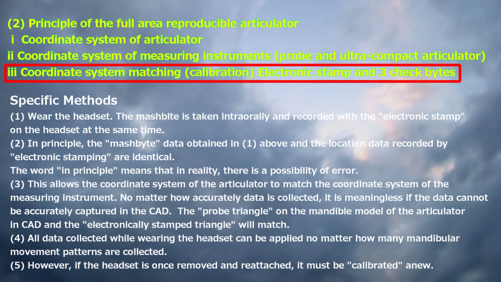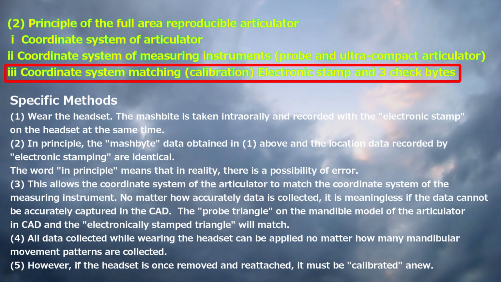Specific methods. 1. Wear the headset. The mash bite is taken intraorally and recorded with the electronic stamp on the headset at the same time. 2. In principle, the mash bite data obtained in 1. above and the location data recorded by electronic stamping are identical. The words "in principle" mean that in reality, there is a possibility of error.